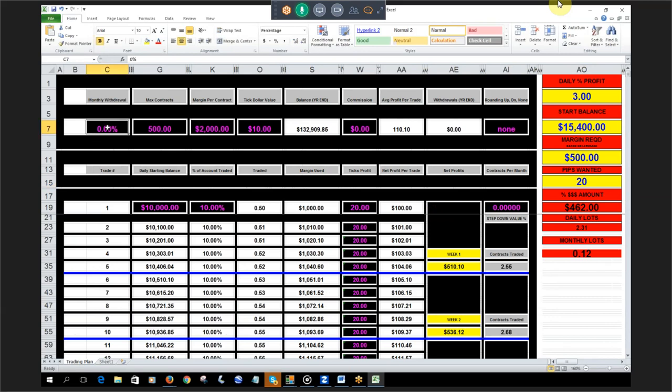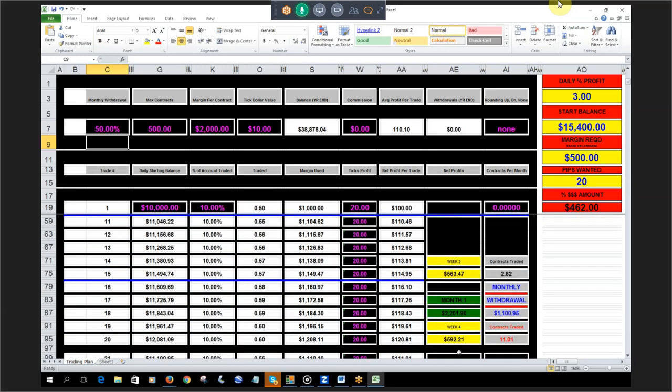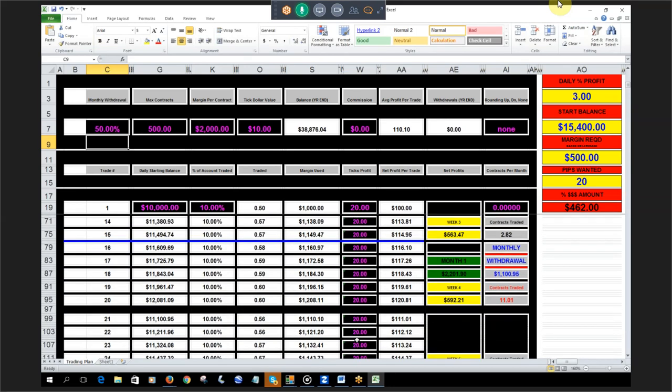So I'm going to take 50% of the monthly earnings and put it in my pocket. So my 10,000 becomes 38. But at the end of the month, my account has grown by $2,000. I take $1,000 and put that in my pocket, and that will be reflected when you see day 21.